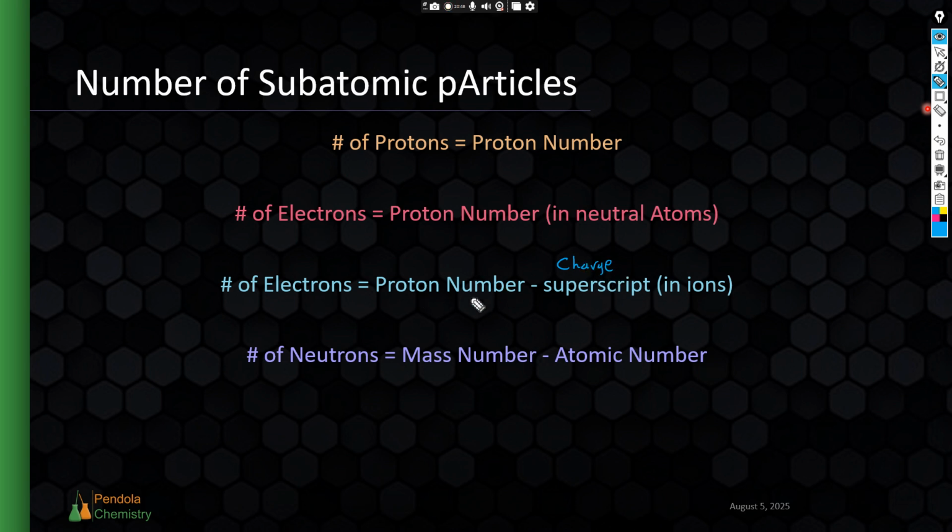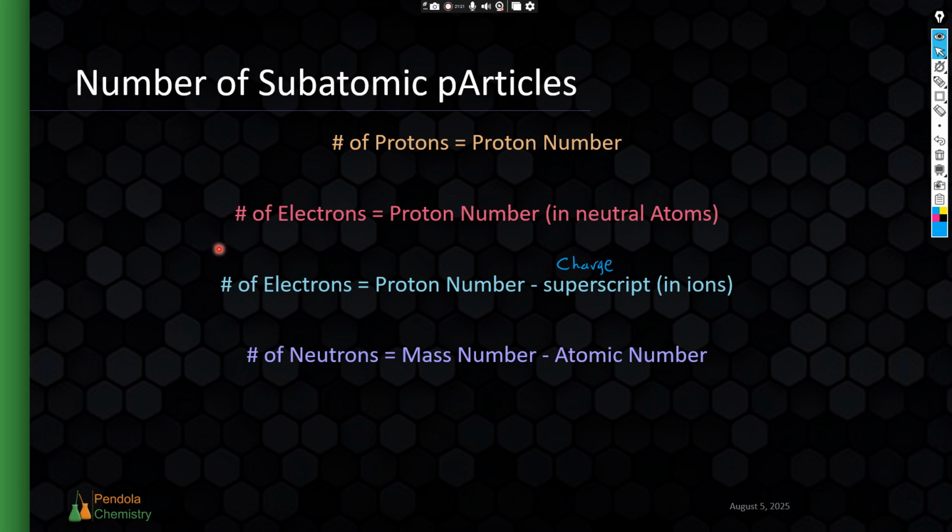So if we do the proton number minus the charge or superscript, including the sign, whether it's positive or negative, then we'll get the number of electrons. And finally, the number of neutrons is going to be the mass number minus the atomic number. Or backwards, I guess also, the mass number is the number of neutrons plus the atomic number. All right. So you also should be able to move this around a little and be able to figure out things like the mass number and whatnot by using some simple mathematics.